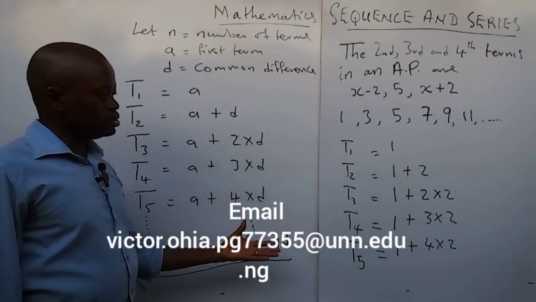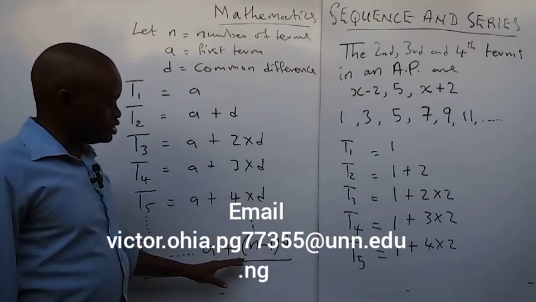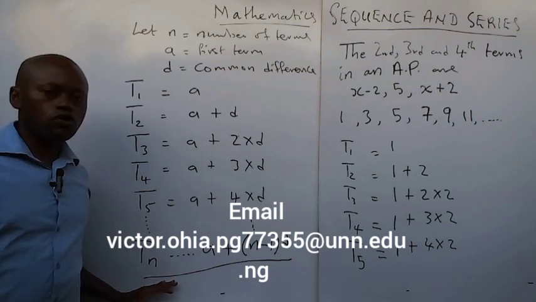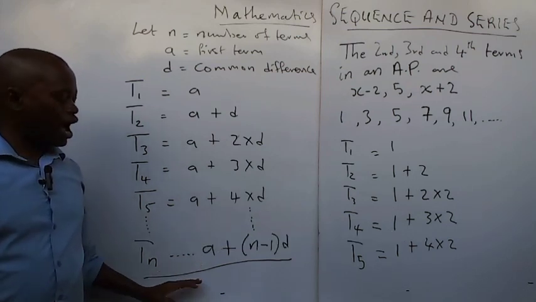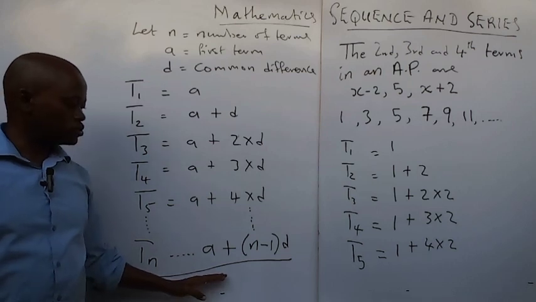I'm sure that this explanation is well understood. This is the general expression for finding the nth term of an arithmetic progression.